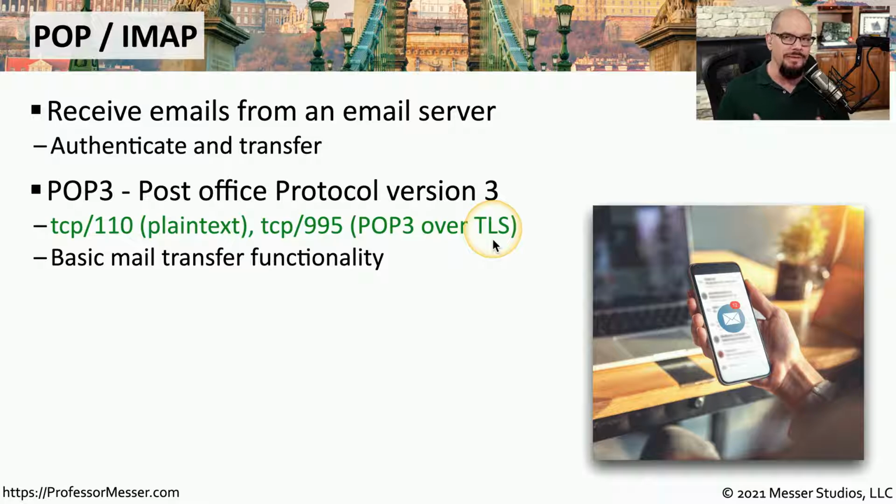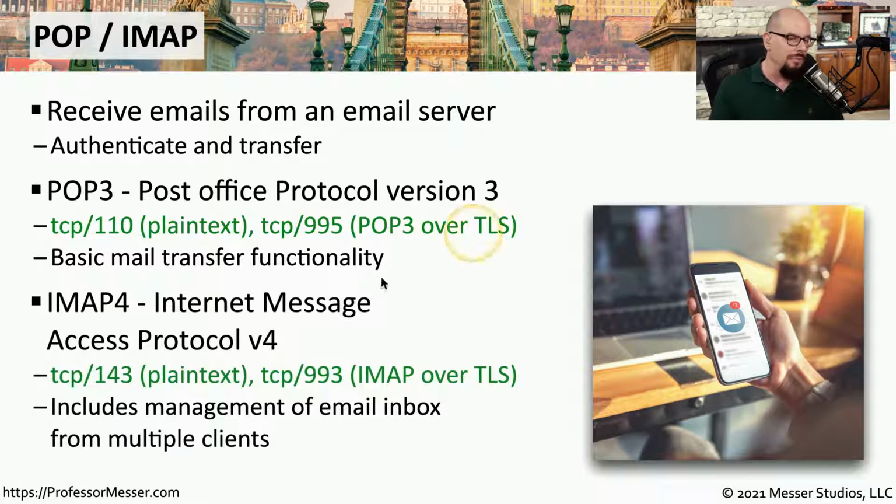It doesn't provide a lot of flexibility or options for managing that mail process, which is why most of us are probably using IMAP 4, which is the Internet Message Access Protocol version 4. The port numbers used for IMAP 4 are TCP 143 for plain text and TCP 993 for IMAP over the encrypted TLS protocol. Unlike the post office protocol, IMAP gives us more options for managing our mail. For example, we can delete email on one device, and it deletes the email across all of the devices that we're using because it's using this IMAP protocol to provide that mail functionality.